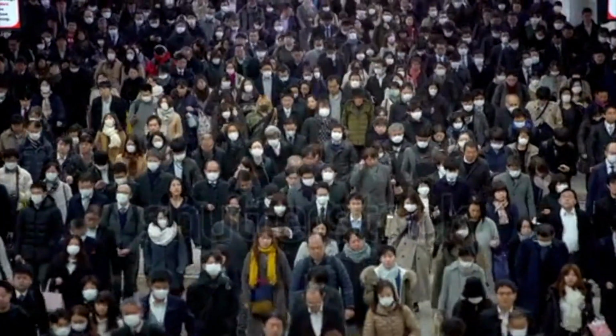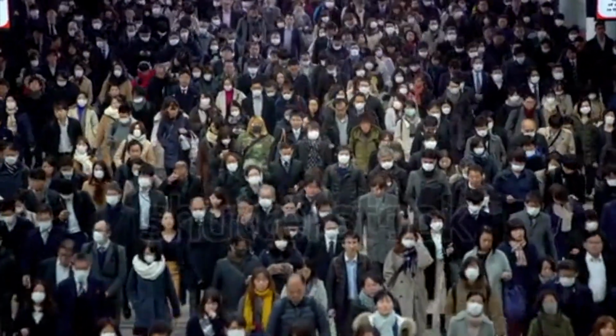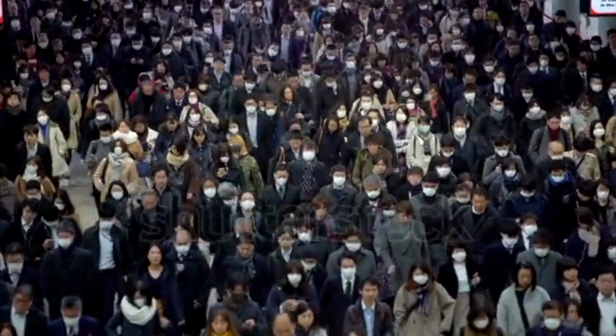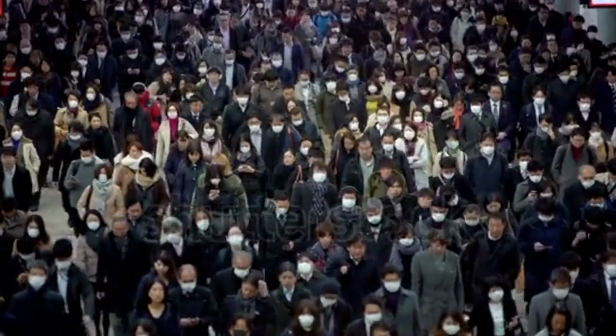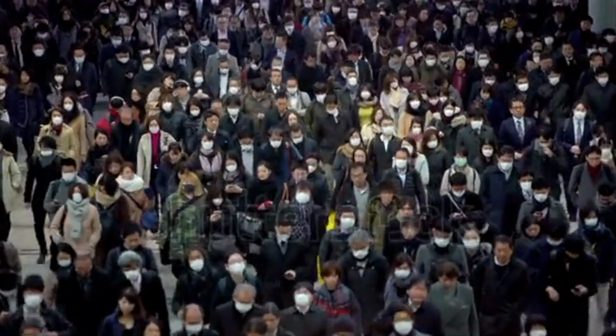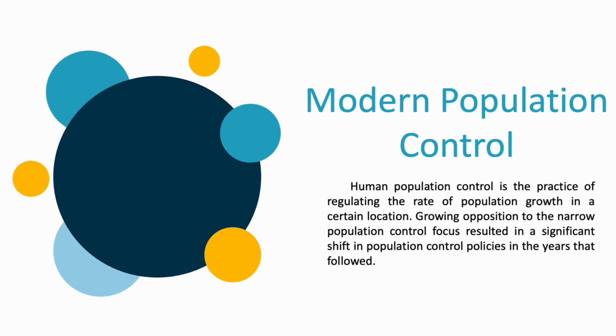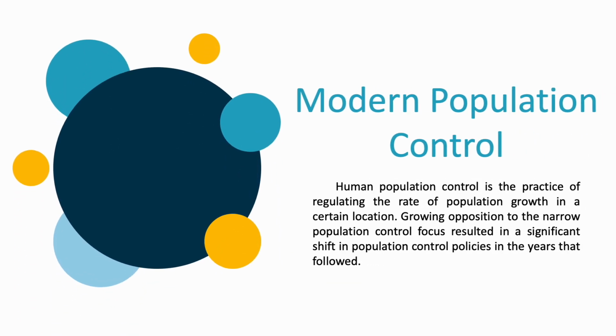Officially, the population of the world has surpassed 8 billion, which scientists warn can be a turning point for everything around the globe. But what can be done to control this population growth? Human population control is the practice of regulating the rate of population growth in a certain location.